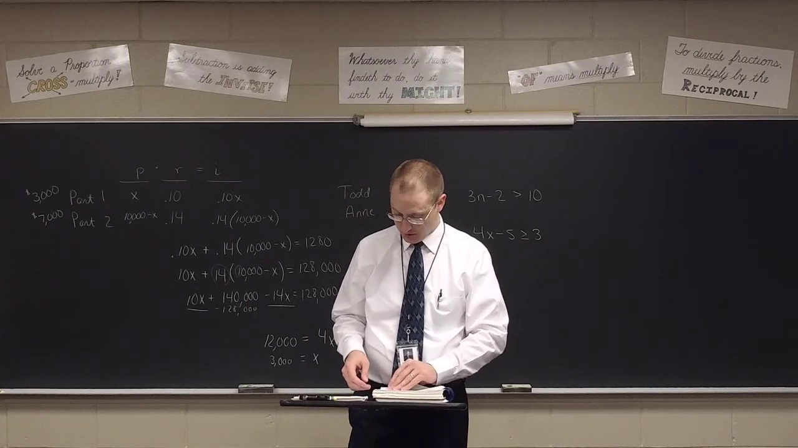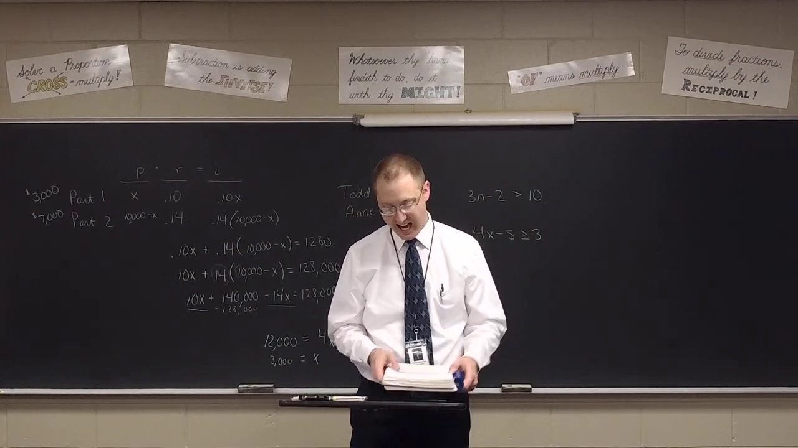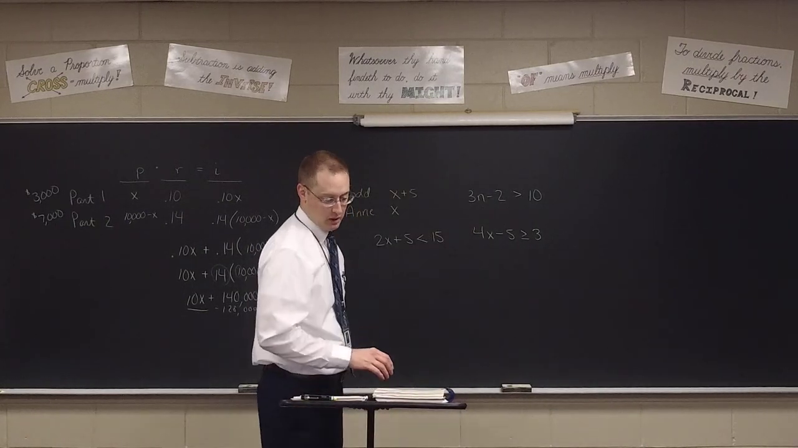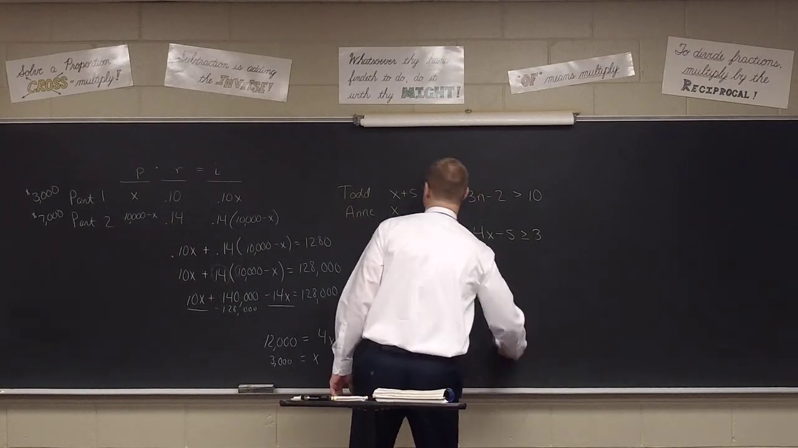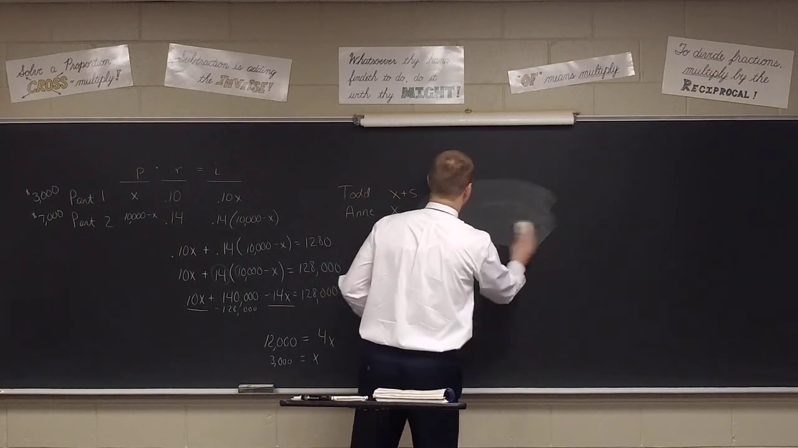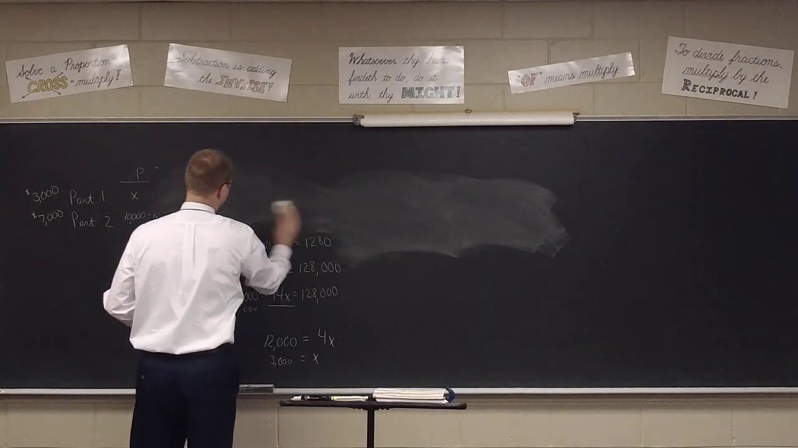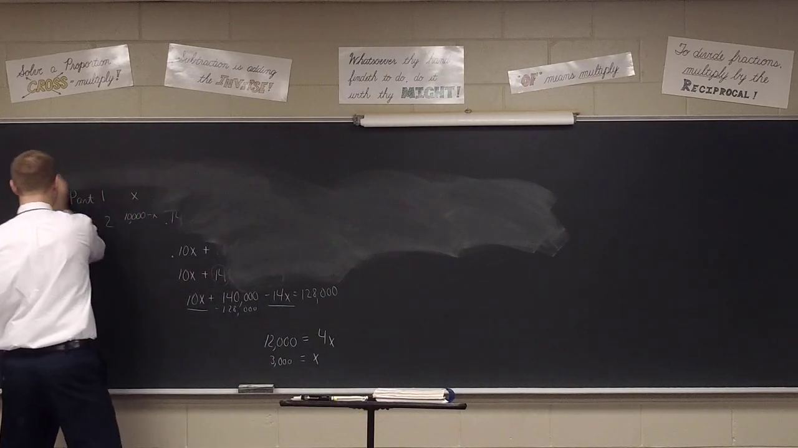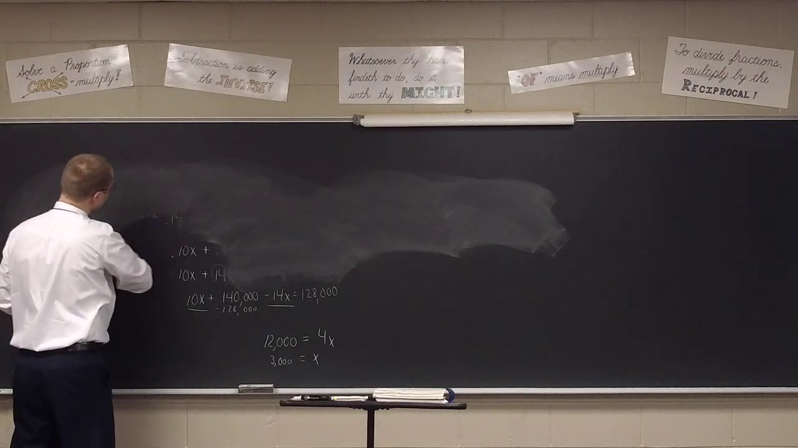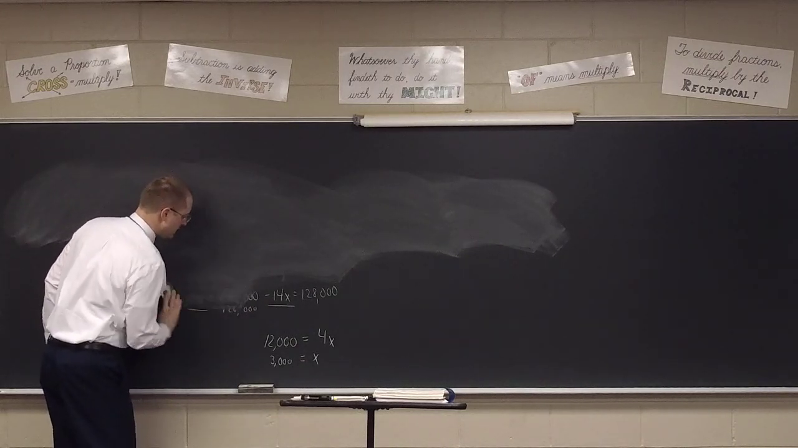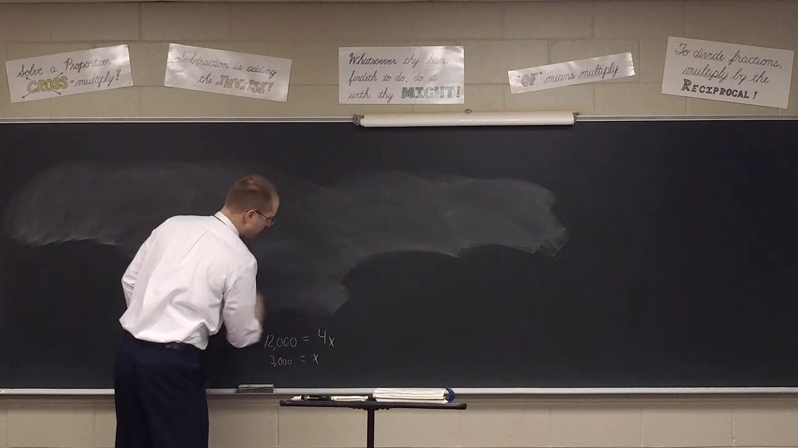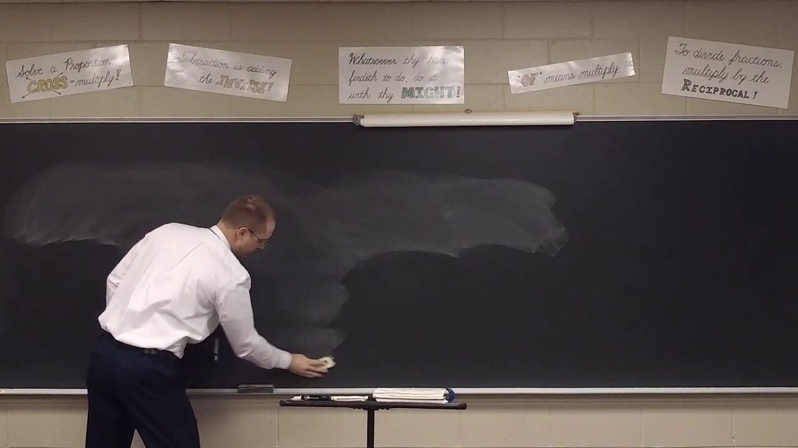Page 135. And I want you to do numbers 9 and 10. They're in the review section. Do numbers 9 and 10 in the review section. They're on page 135. Very quickly rewriting those statements with inequalities. Page 135, 9 and 10.